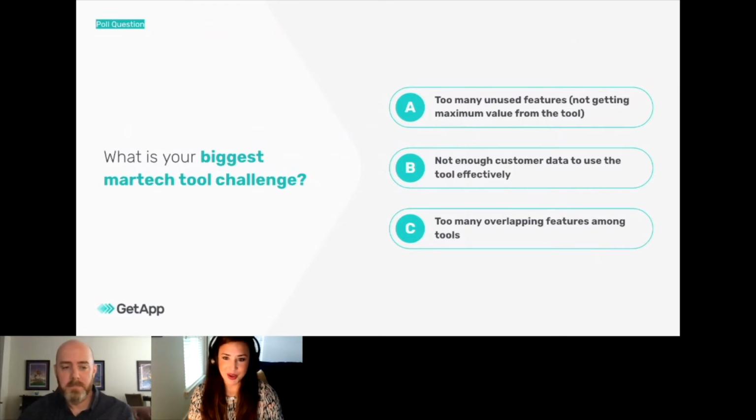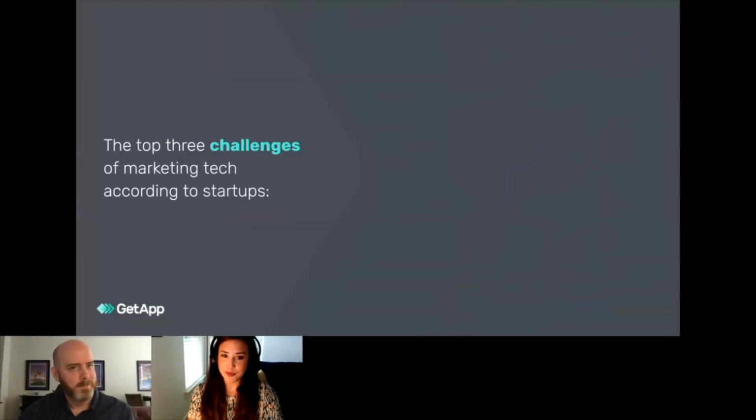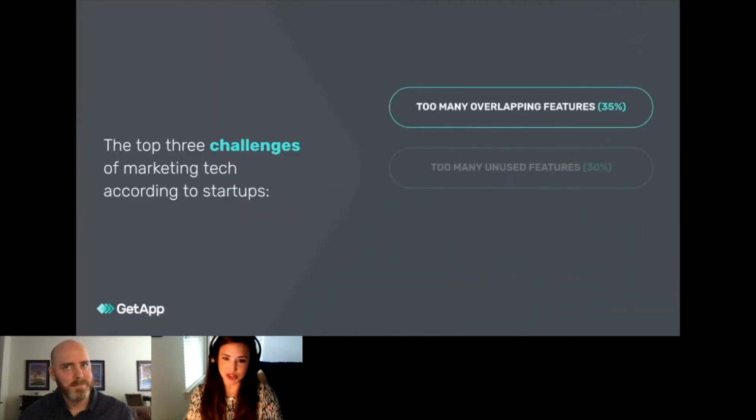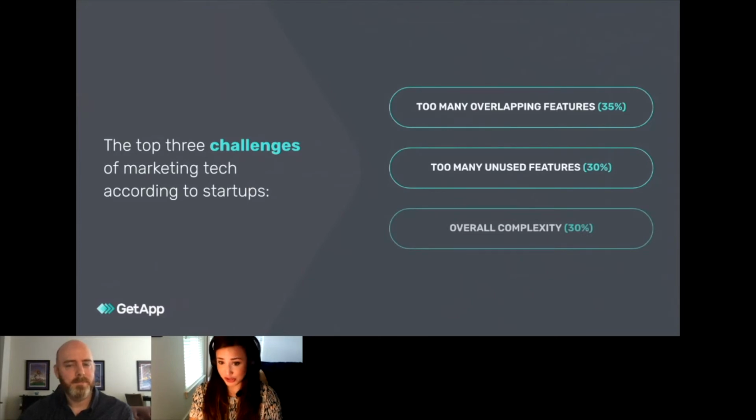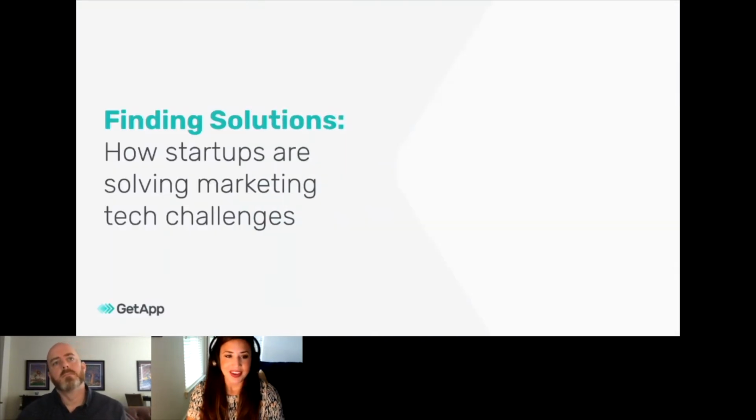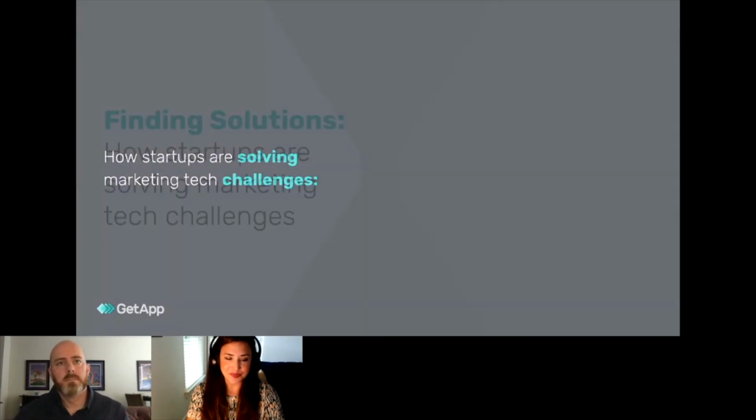All right. Well, according to the startups we spoke with, they mentioned these top 3 challenges: too many overlapping features, too many unused features, and overall complexity. So, of course, knowing that these are the challenges, we didn't want to leave it here. We want to talk about solutions to how you can solve for these challenges, if any of these resonate with you as well. So finding solutions.